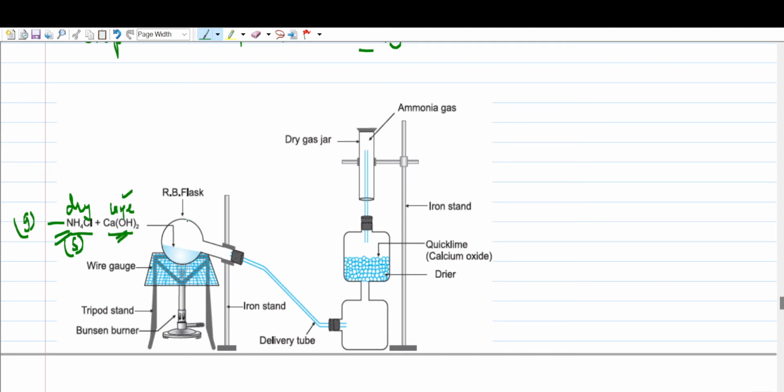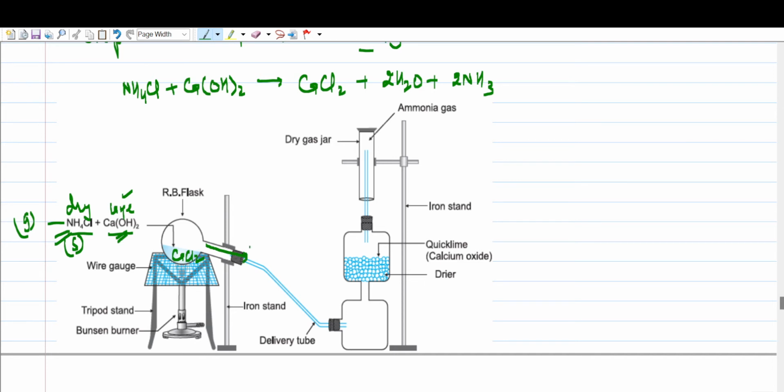We take a tilted or inclined round bottom flask, right, and we heat. The moment we heat, what will happen? NH4Cl plus calcium hydroxide will form calcium chloride plus water, and you'll get ammonia gas. So calcium chloride will remain over here being solid, and moist, or you can say water vapors, and ammonia gas will be released. Now we have water and we have ammonia here.